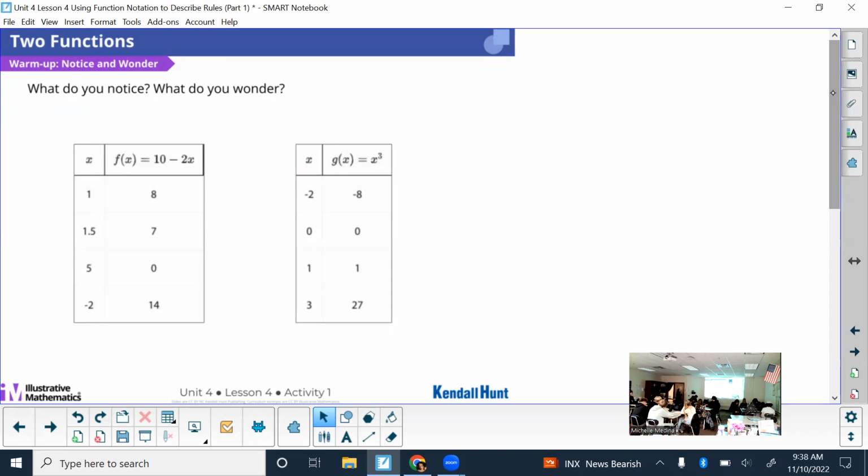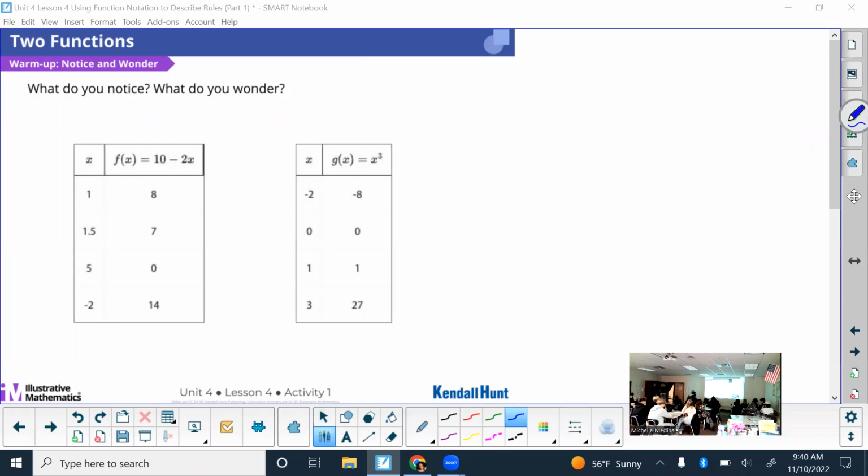I'm just gonna give you 2 minutes to pick out something that you notice and something that you wonder. All right, so just look at the screen at the 2 tables. Think of something you notice and something you wonder. Volunteers, what's something that you notice? All right, no one? All right, Peyton Ramirez, what's something you notice?